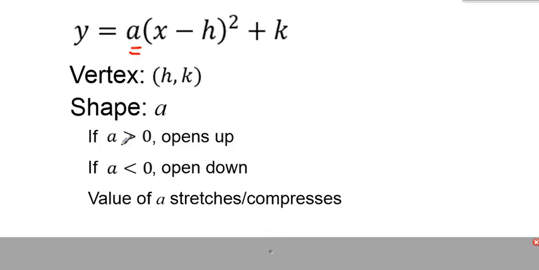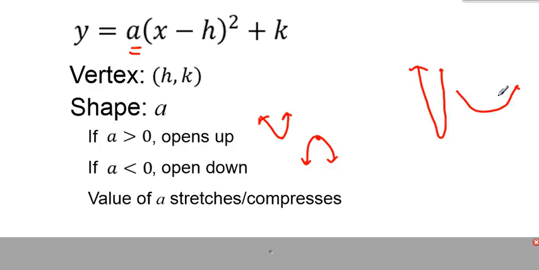If A is greater than 0, it opens up and has a minimum. If A is less than 0, it opens down and has a maximum. And the value of A tells you if it is a stretched or a compressed shaped parabola.